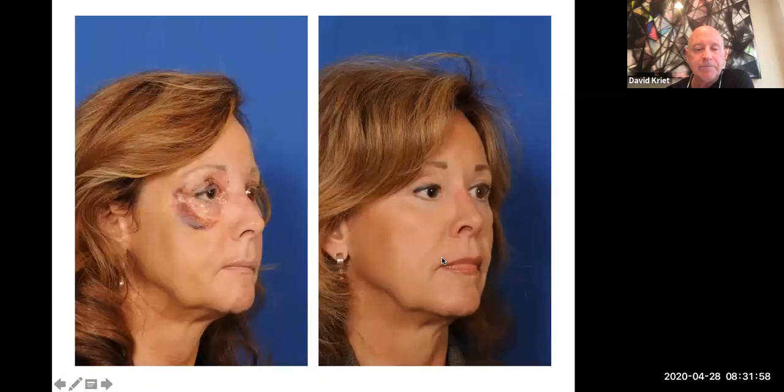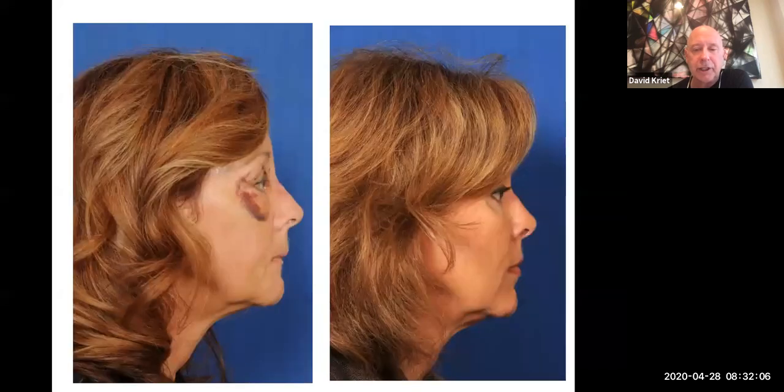And still a little bit of globe issue on the right. She'd had some issues with her retina, though, and we really felt like it wasn't wise to go back in and do any additional surgery. And we've made a little bit of improvement to her profile. Still foreshortened, but she was okay with that.